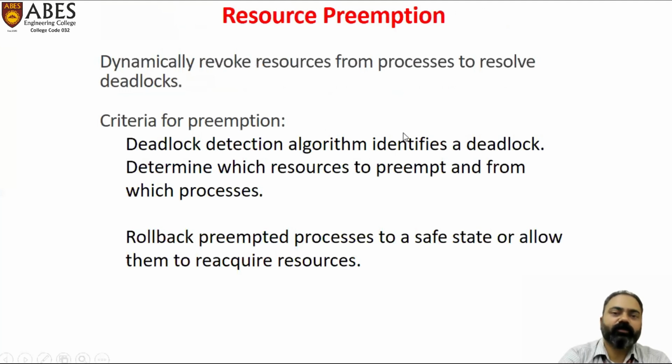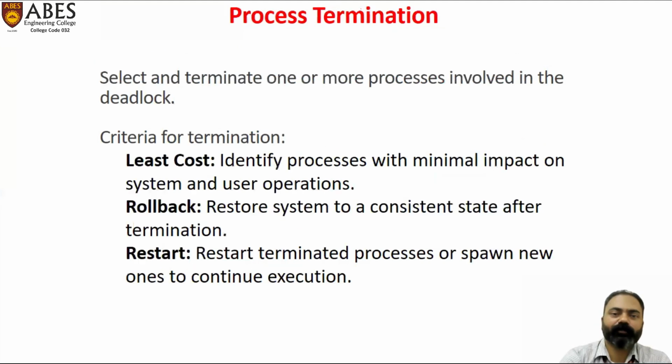Resource preemption. Dynamically revoke resources from processes to resolve deadlocks. And what should be the criteria for preemption? The deadlock detection algorithm identifies a deadlock and determines which resource to preempt and from which process. Roll back the preempted process to a safe state, or allow it to reacquire all the resources which it had previously.